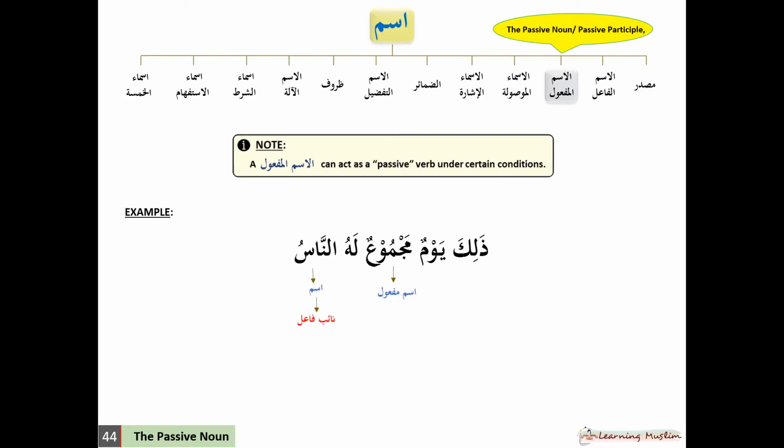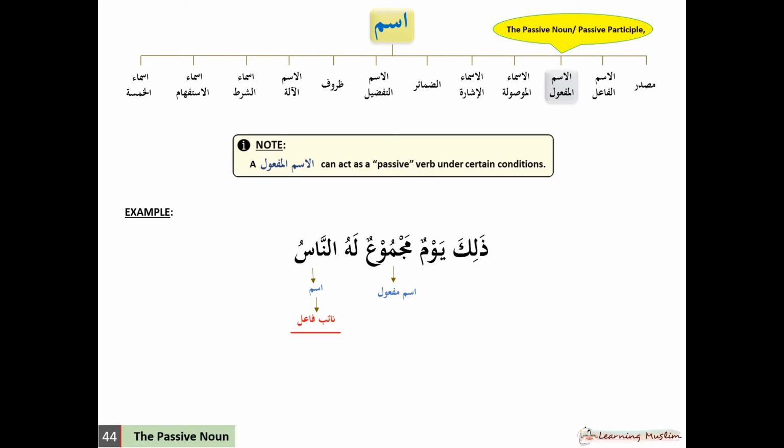The word majmu'un is the ism maf'ul, and the word an-nasu here, that noun is taking the role of na'ib fa'il, because the word majmu' in this circumstance is acting as a verb. So the meaning is ذَلِكَ يَوْمٌ, that is a day, majmu'un, is gathered, lahu, for it, an-nasu, the people are gathered for it.